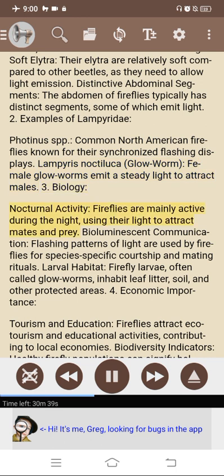3. Biology. Nocturnal activity. Fireflies are mainly active during the night, using their light to attract mates and prey. Bioluminescent communication. Flashing patterns of light are used by fireflies for species-specific courtship and mating rituals. Larval habitat. Firefly larvae, often called glowworms, inhabit leaf litter, soil, and other protected areas.